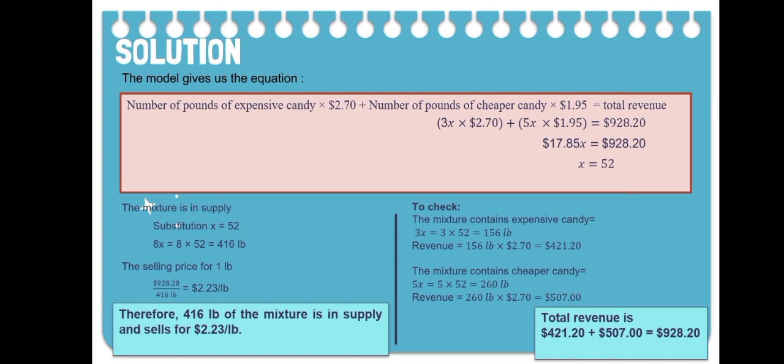Therefore, 416 pounds of the mixture is in supply and sells for $2.23 per pound. To check, the mixture contains expensive candy equal to 3x, and 3x is equal to 3 times 52, which is equal to 156 pounds.